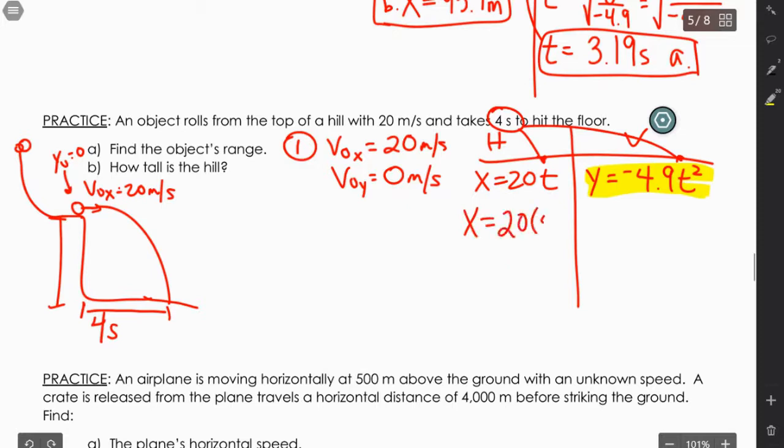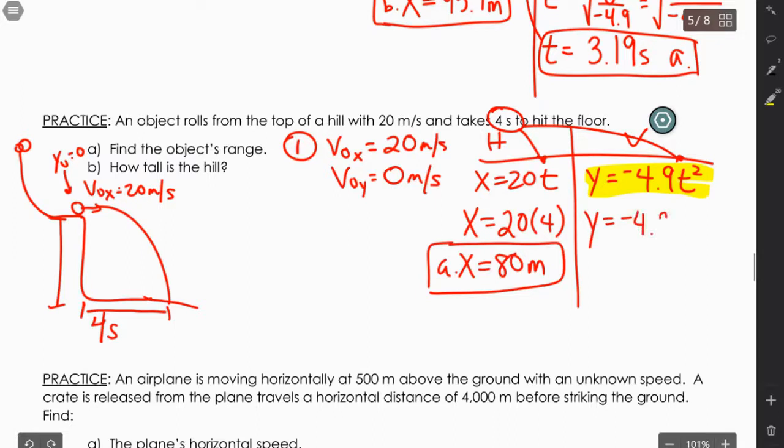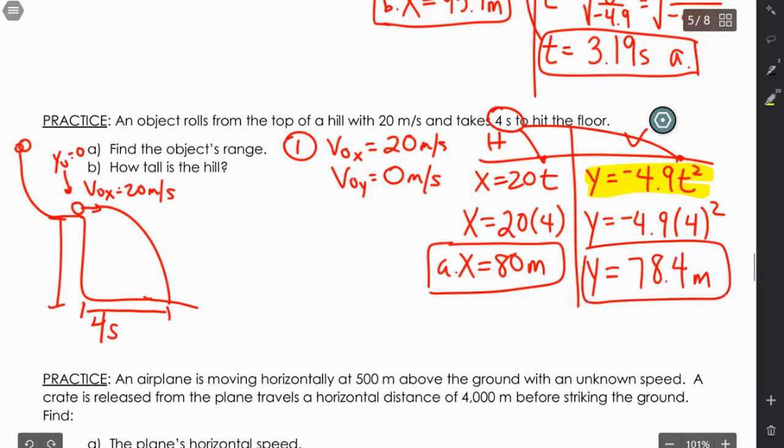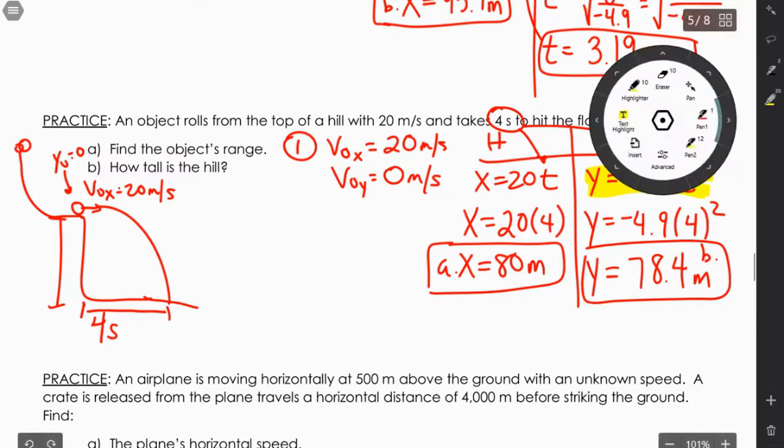It's going to be 20 times 4, right? So x will be 80 meters. So that is our answer to part A. And then the answer to part B, negative 4.9 times 4 squared. Now, when you report a height, you don't have to put the negative sign, right? Because that's where it's falling from. And so this will be 78.4 meters. Okay? So we have our answer to part B. We have a range of 80 meters and a height for the hill of 78.4 meters.